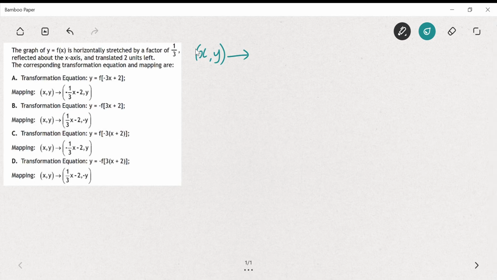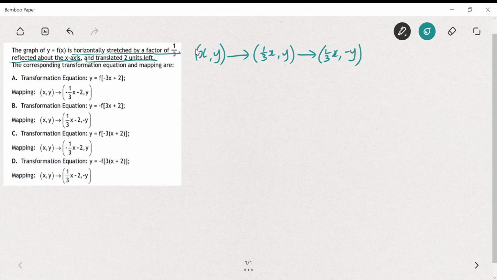So it says it's horizontally stretched by a factor of a third. So the first thing I'm doing here, horizontally stretched by a factor of a third, is to go, that's a third of x. That's it so far. Now, it says reflected about the x-axis, which is actually a vertical thing that's happening. Reflecting about the x-axis means that y has become minus y. Translated 2 units to the left means that it's horizontal again, and we're going third x is now going minus 2 because it's going left 2.